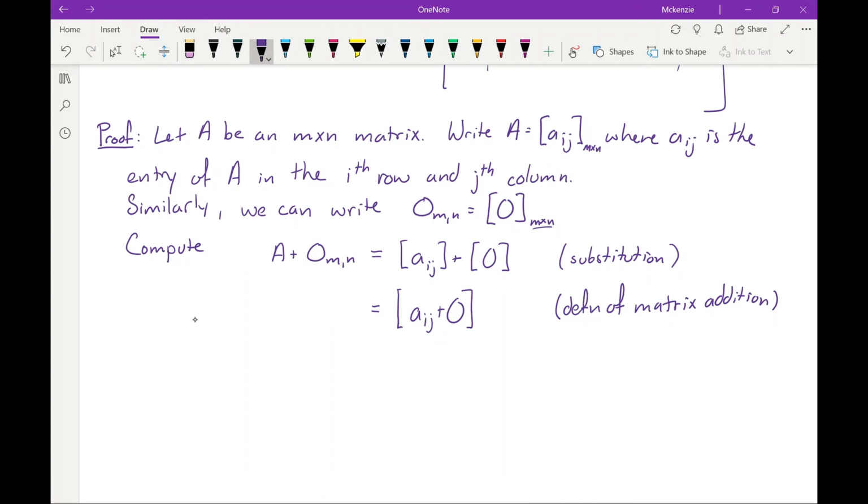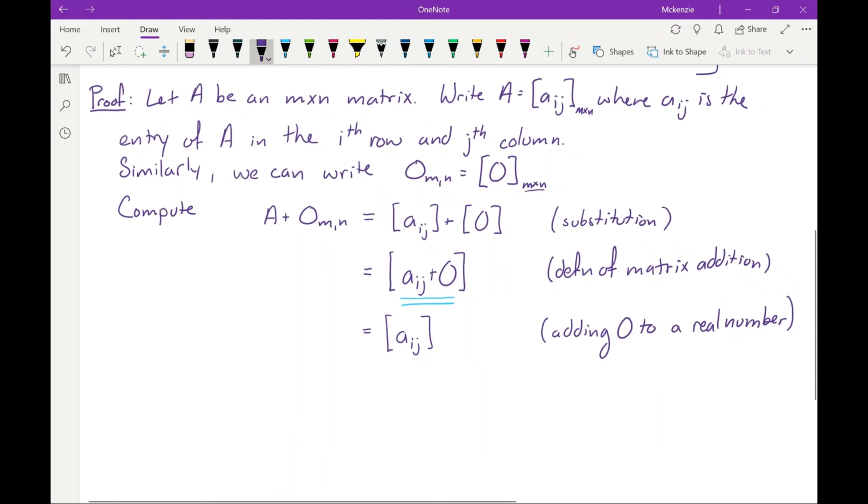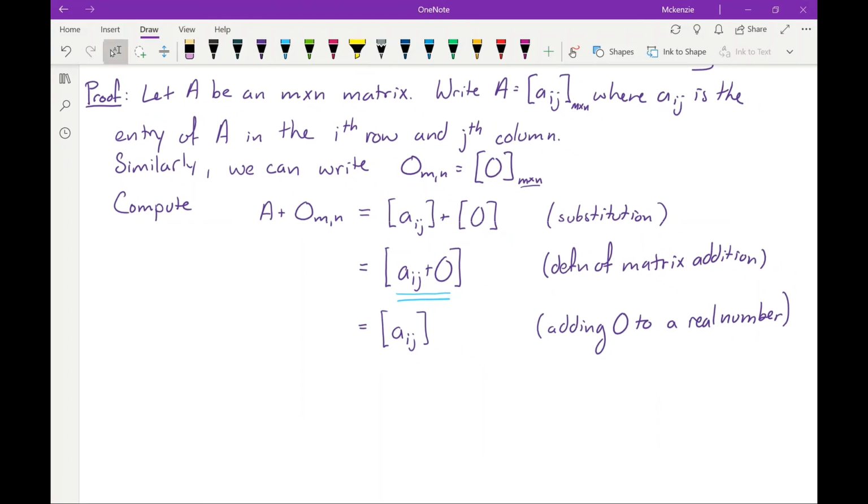All right, but now we're in real numbers land. Once we've turned this into the entries of our matrix, we know that this is just Aij because adding 0 to a real number leaves it unchanged. Right. So again, in this class, we're going to assume we can do everything with real numbers, and now we're trying to extend it to doing it with matrices. Right. So last step, this is A by substitution again, just the reverse direction. And then we should add a period to say we're done with that sentence.